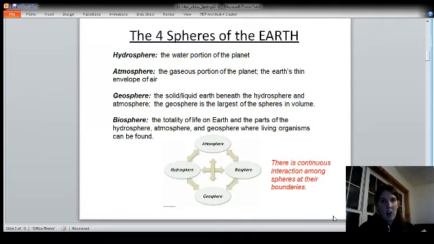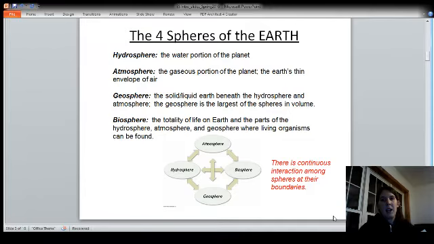The geosphere, so the solid and liquid Earth beneath the hydrosphere and atmosphere. This is the largest sphere in volume. Essentially, this is what makes up the actual body of the Earth. We're going to be focusing on this for the first few chapters within the semester, really understanding what makes up the geosphere and how it's changing and how it impacts the other spheres within the Earth.